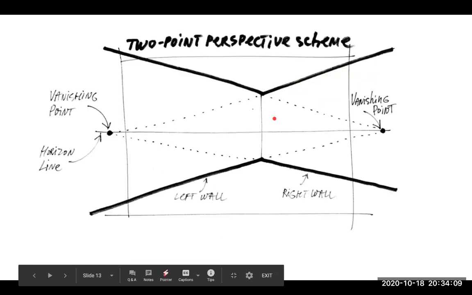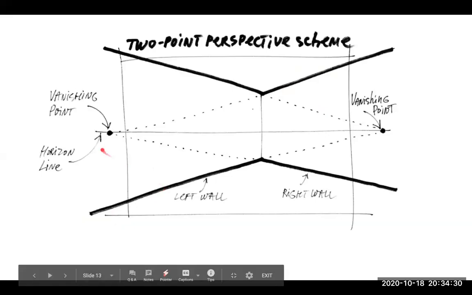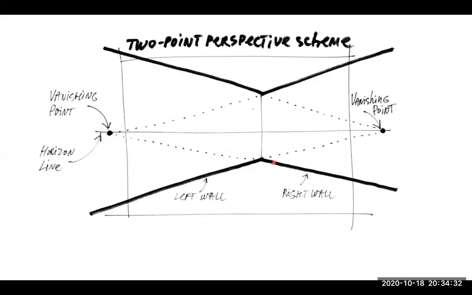And so here we have the horizon line, and this is 2-point perspective. So there are two vanishing points. Vanishing point 1 over here, vanishing point 2 over here. So this is the corner, and then these lines converge from the corner into the vanishing point to create a 2-point perspective.